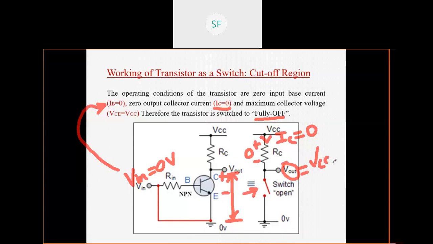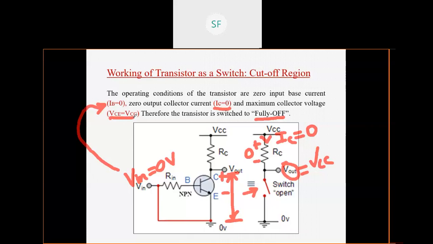Okay, so this is the important point. Output is nothing but your VC. So hence यहाँ पे ऐसा लिखा है. ऑल राइट. सो आपका ट्रांजिस्टर ऑफ स्टेट में है. ऑफ स्टेट में क्यों है? क्योंकि ट्रांजिस्टर में से करंट फ्लो नहीं हो रहा है. हेंस योर ट्रांजिस्टर इज इन ऑफ स्टेट. बट आउटपुट वोल्टेज क्या आ गया आपका? वो VCC आ गया.